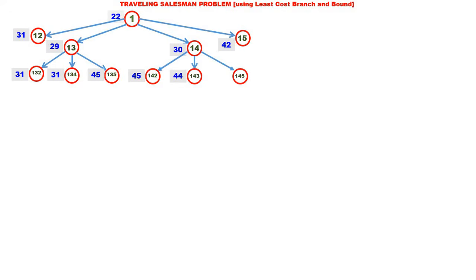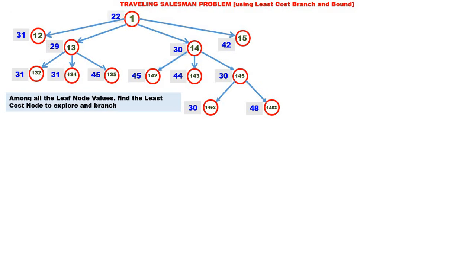Till here we are done. Now we explored 145. There is 1452 and 1453, 30, and this is 48. Same thing, among all the leaf node values, find the least cost node to explore and branch. So what are the leaf node costs?